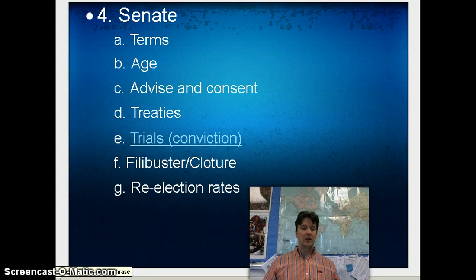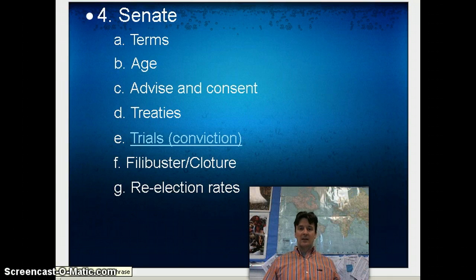Lastly, the difference between the two is reelection rates. Senators are less likely to be reelected because in the House you can draw your boundaries to make safe seats. The boundaries in the Senate are set. They're the state boundaries. As a result, senators tend to be more moderate because there aren't safe seats, so you have to please a majority in the state.